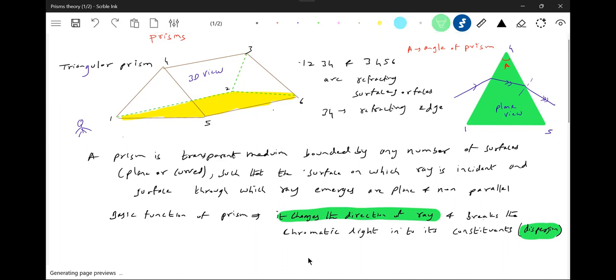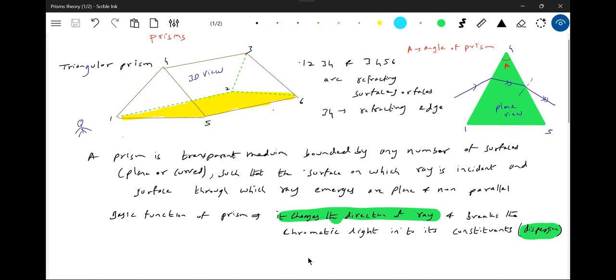Why do we use a prism? If I want to change the direction of a ray of light, I should take the help of the prism. Or if I want to break up white light into its colors, that is, to disperse a ray of light, then we should take help of the prism. So it should be transparent. It cannot be opaque.